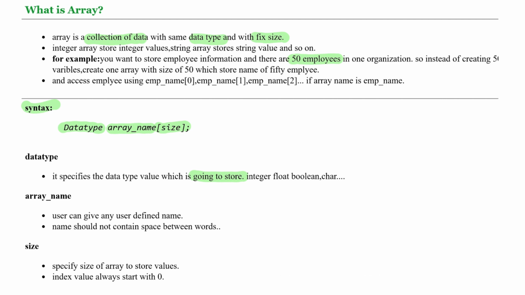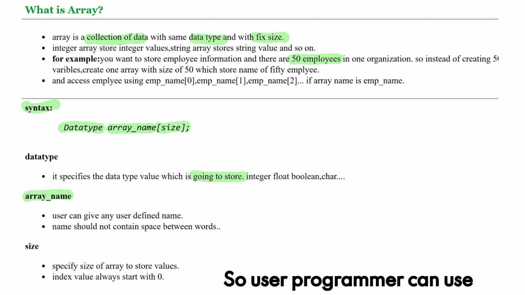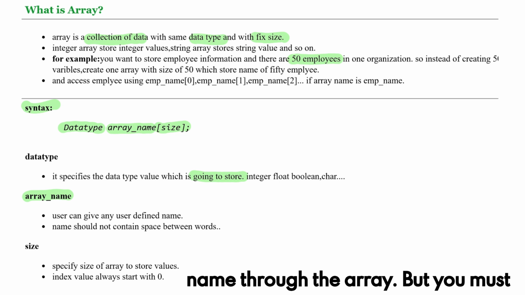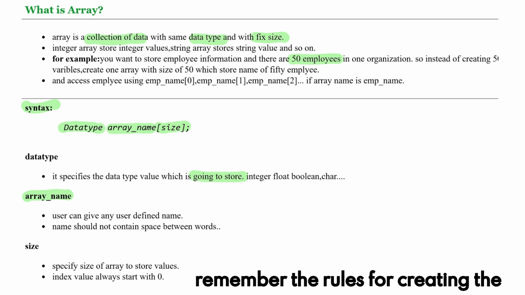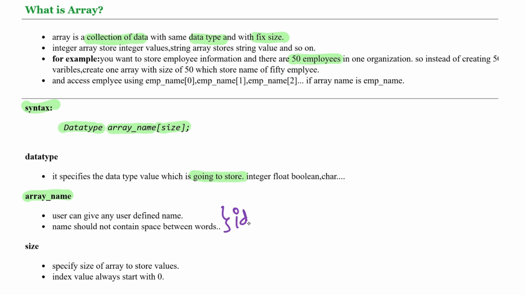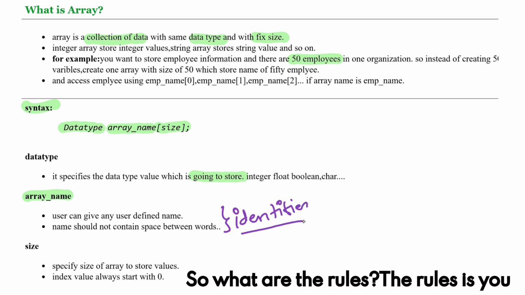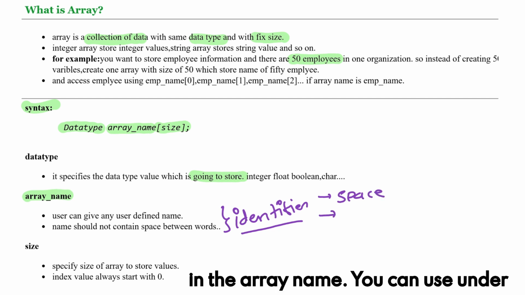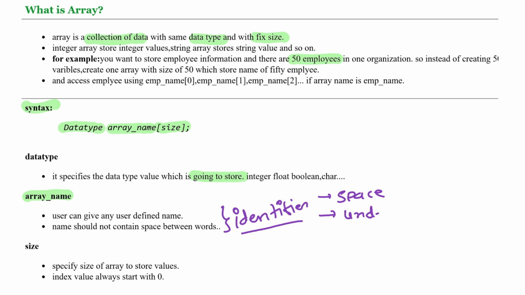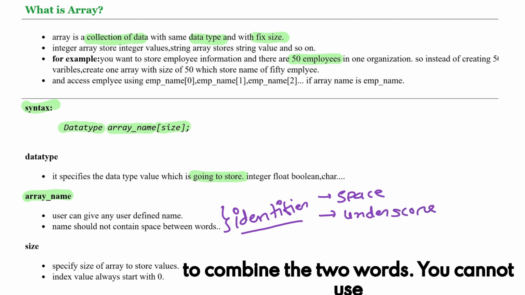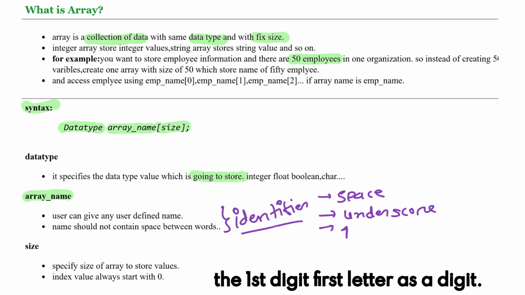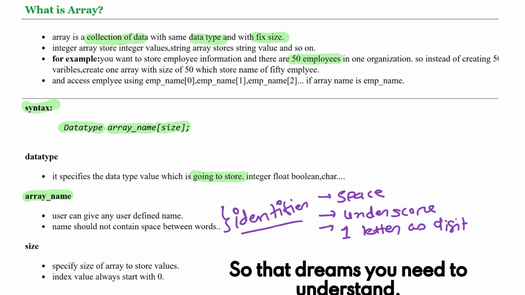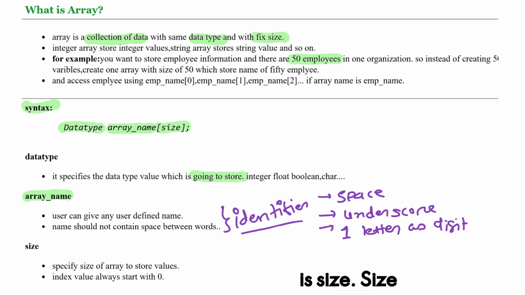Second one is array name. The programmer can use any user defined name for the array. But you must remember the rules for creating an identifier. So what are the rules? You cannot use space in the array name. You can use an underscore to combine two words. You cannot use a digit as the first letter. You need to remember that. And the third point is size.